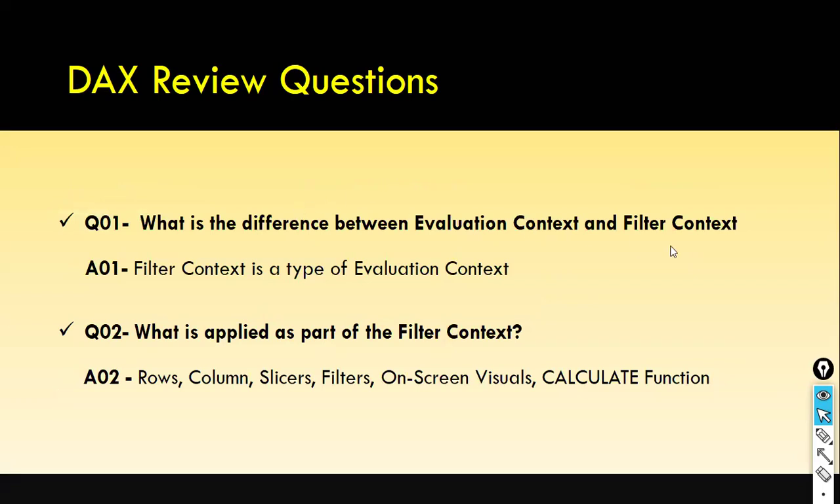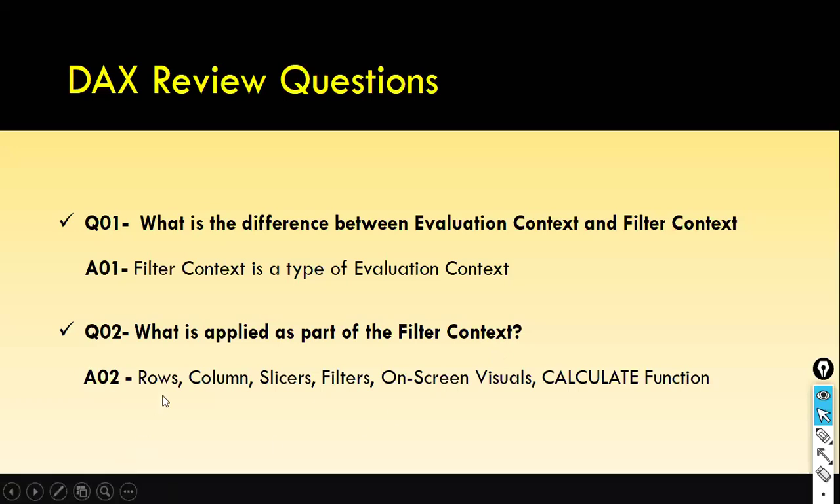So what is the difference between evaluation context and filter context? Filter context is a type of evaluation context, right? There are two types of context. One is the filter context, the other one is the row context. The filter context, it's a tricky question. The filter is a type of evaluation, that's all. What is applied as part of filter context?